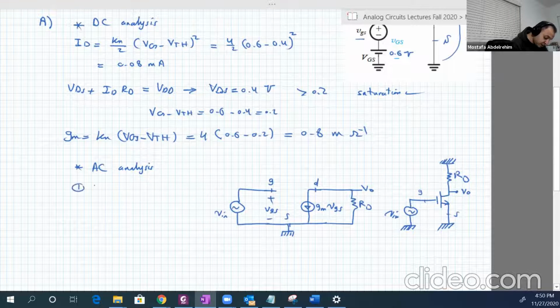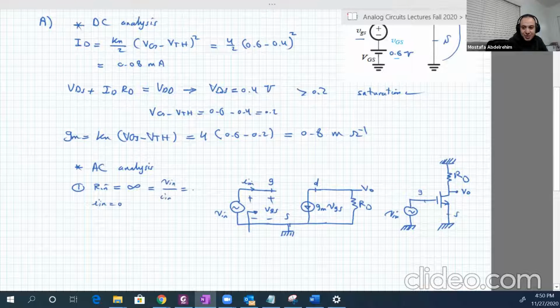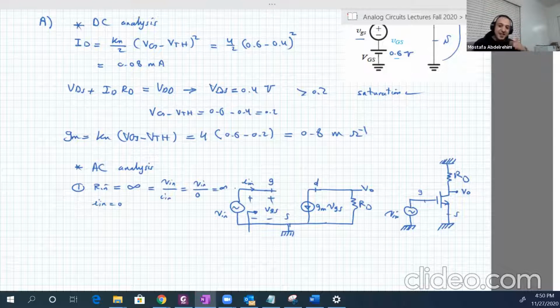So basically, number one, our input resistance, because it's really easy, is just infinity. So our input is here. This is our input resistance, equal to V input over I input. I input is equal to 0. So without consuming much time, anything divided by 0 is infinity, right? Which is a very good thing. So the basic advantage of common source amplifiers, it has a very high input resistance, very high.